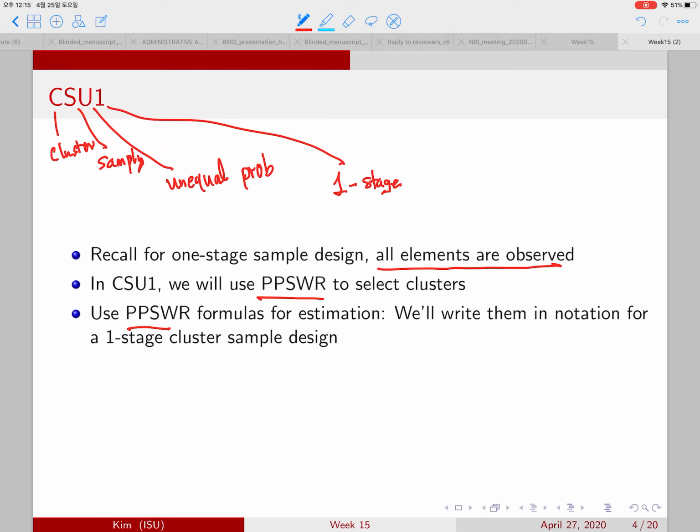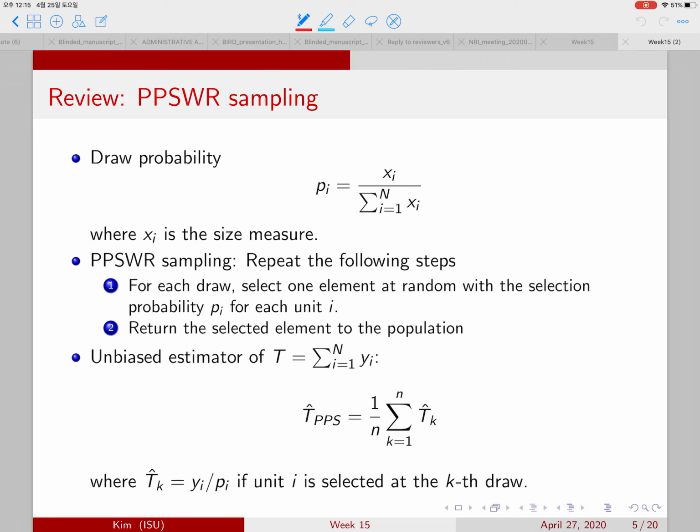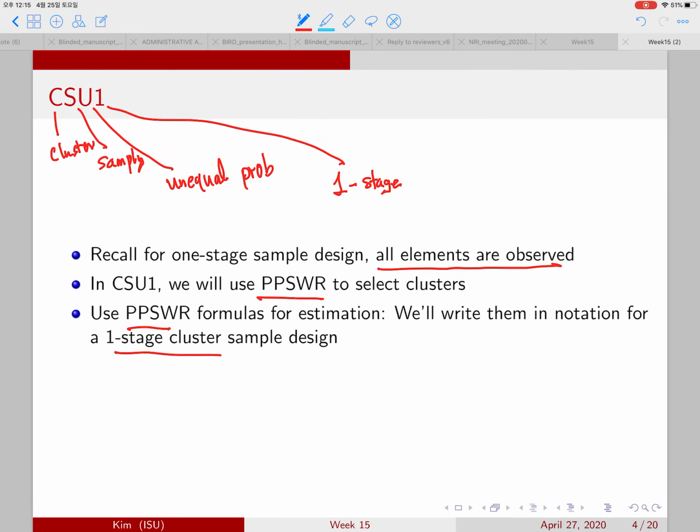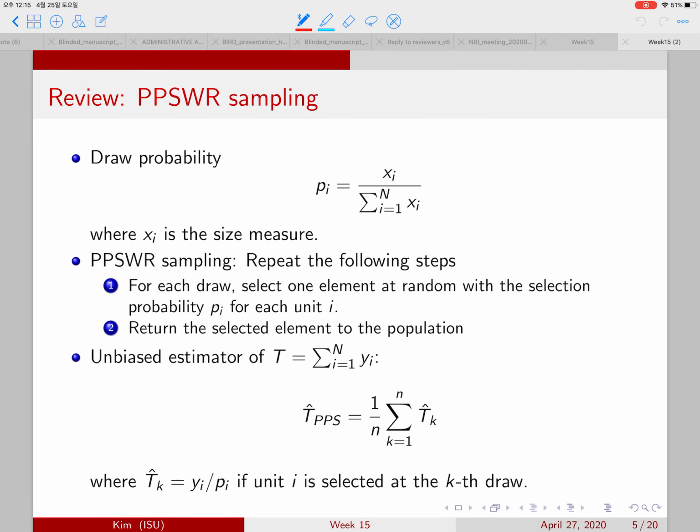Let's first review PPS with replacement sampling, and then discuss how to apply it to the single-stage cluster sampling designs. Recall that we first determine the size measure xi, which is believed to be proportional to yi. If you find a good xi that is more proportional to yi, then the PPS sampling is very efficient. So pi is essentially proportional to xi, but we normalize it so that the pi add up to 1, which becomes a probability.